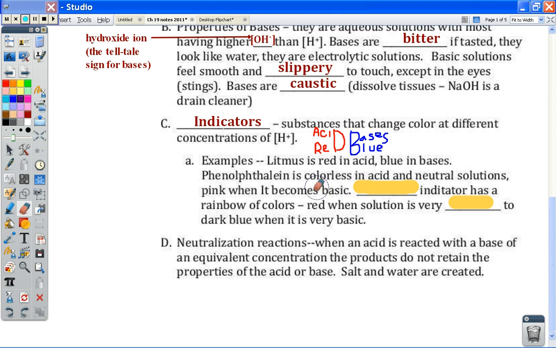Phenolphthalein is another one. The ph is sort of silent. It's not, but we in America say it without the ph. So it's phenolphthalein, and that's an F sound right there, and that's just kind of goofy. It is colorless in acid and in neutral solutions, but it turns pink when it becomes basic. Universal indicator has a rainbow of colors. It's red when the solution is very acidic to dark blue when it is very basic, which is consistent with litmus, acid being red and bases turning blue.